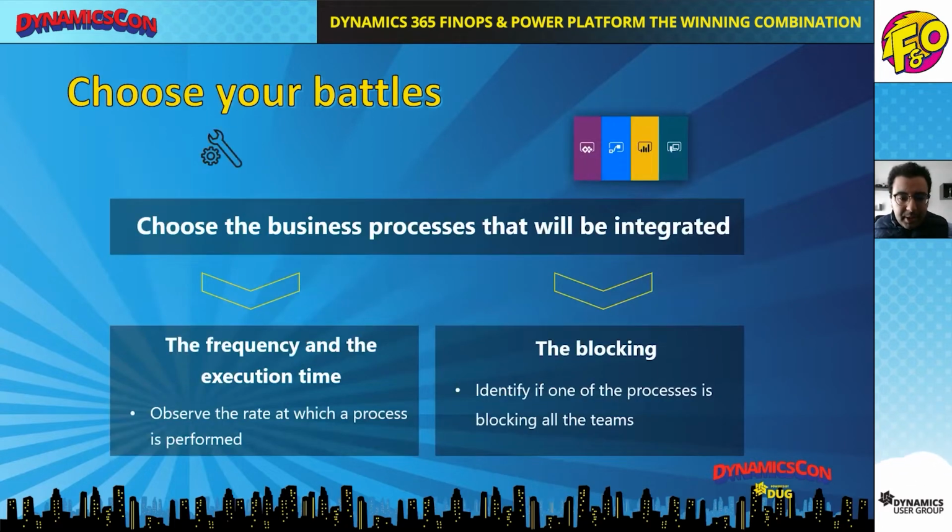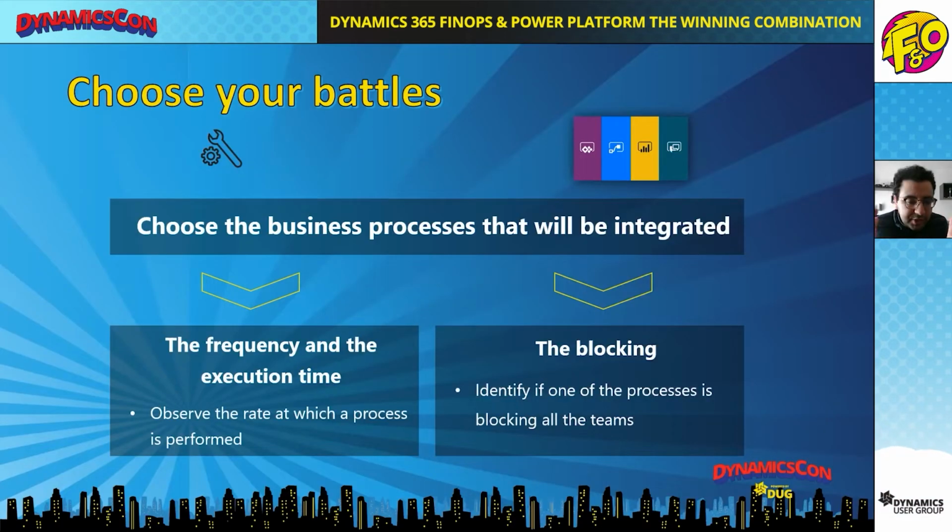The second step: you have identified all of your business processes. Now you need to get started and choose which ones are going to be integrated into your architecture and automated. So to choose, let's start with the first criterion, which is frequency and execution time. The first criterion is generally based on the combination of frequency and execution time. For frequency, it's a question of observing the rate at which a process is executed. On the other hand, execution time is the time it takes to complete a process.